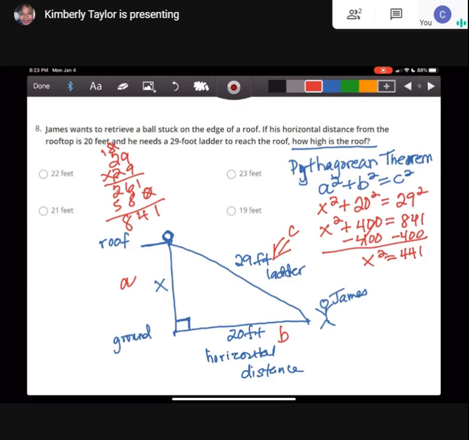Now I just so happen to know what the square root of 441 is. It's going to be 21. So I take the square root of both sides, and I do know that that's going to be 21 feet. Now, you don't have to have this memorized if you're able to use a calculator. If you're able to use a calculator, then you just use the square root button on your calculator and you'll be done.